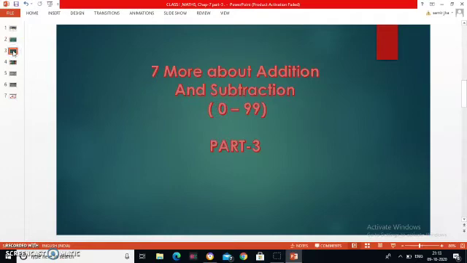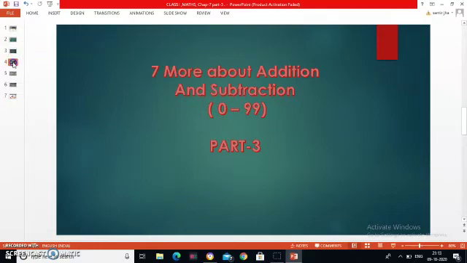Students, today also we are going to continue our 7th chapter, that is chapter 7, more about addition and subtraction from 0 to 99. Now this is part 3 of this chapter. In the previous parts we did addition and subtraction with the help of forward and backward counting. I gave you the example of Jack and Jill. Then we did addition with the help of numbers that we selected randomly. Now today also we are going to solve one more example from our textbook.